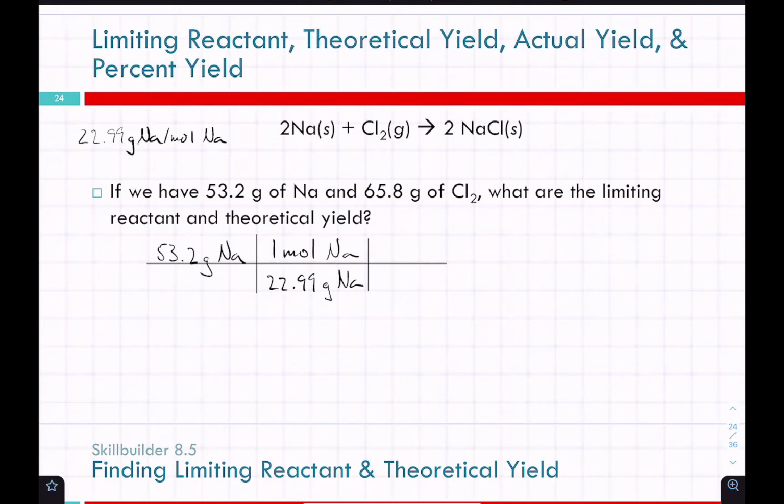Now what do we need? Now the ratio. So what's our ratio between sodium and sodium chloride? 2 to 2. 2 sodium to make 2 sodium chloride. So when you're finding the ratio, it's not just on the reactant side? It is not just on the reactant side. It'll be from the reactant.